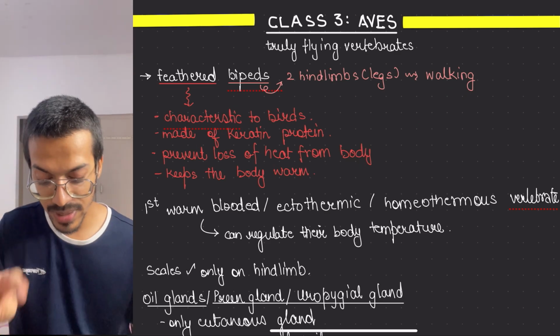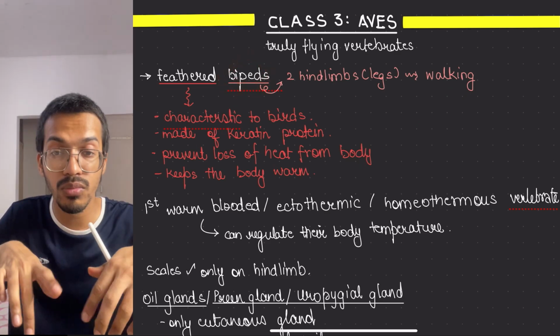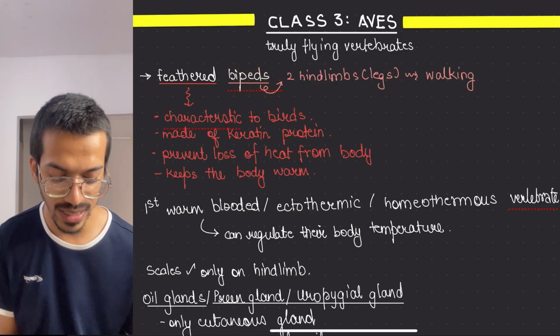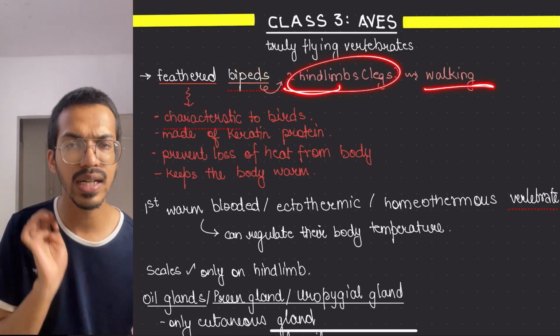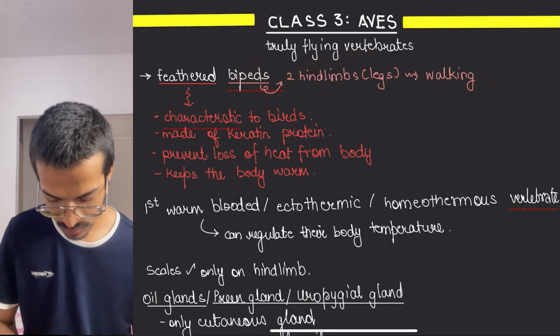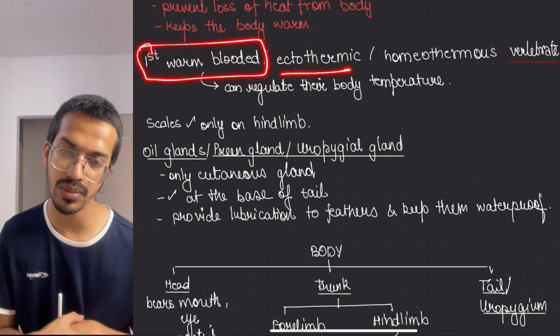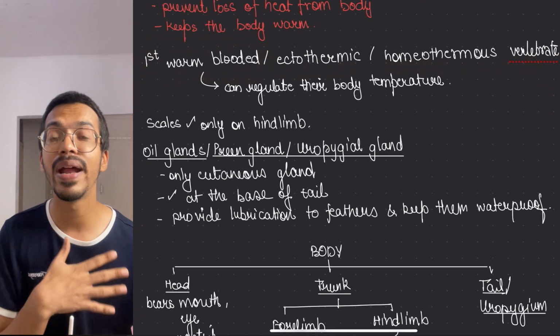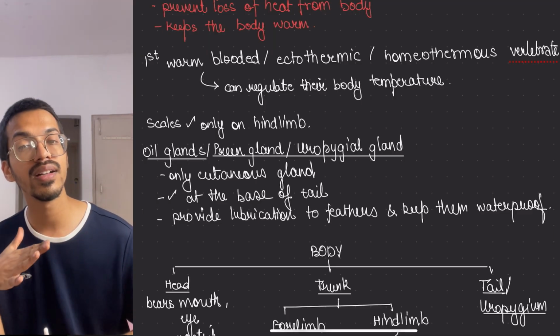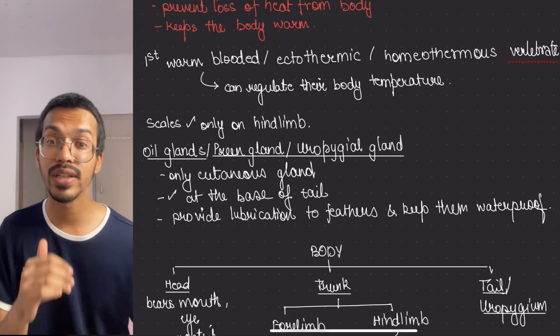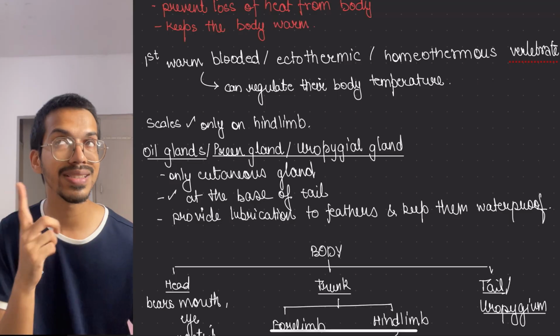Then biped: bi means two, peds means locomotory structure. So they have two hind legs which help them in walking a little. Then they are the first warm-blooded, homeothermic animals, which means they are able to maintain their constant internal body temperature. So they are not hiding anywhere, they are present everywhere.